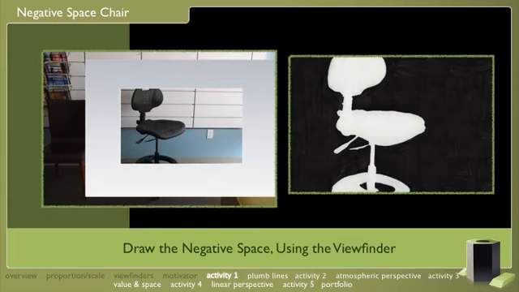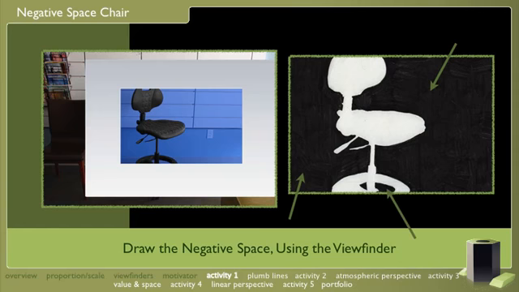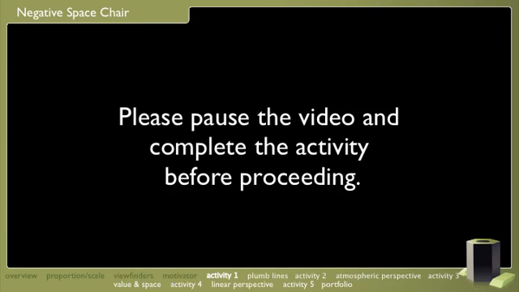Use the viewfinder to help you study the negative space in and around an ordinary chair. Hold the frame so the edges of the chair touch the edges of the frame. Draw the shapes of the negative spaces in and around the chair. Fill in the negative space with the value and leave the positive space empty.